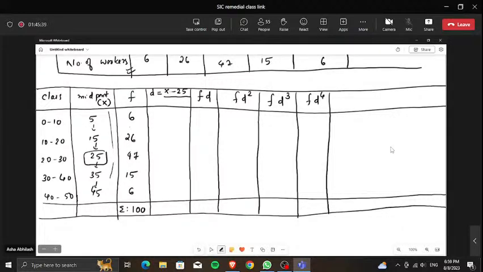Since the class interval is 10 everywhere, you can divide it by 10. So don't forget to multiply it by 10 at the end. That's all. Nothing more.